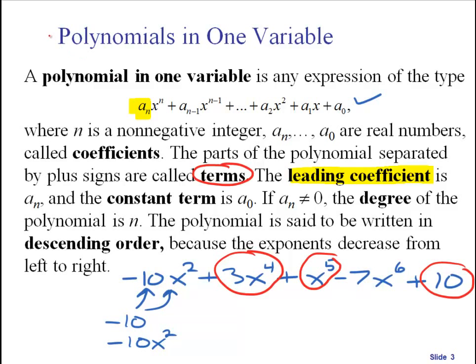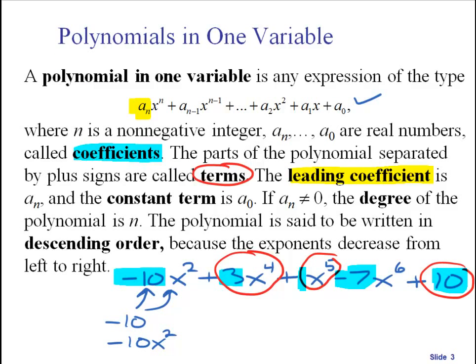Okay, the coefficients are just all the numbers. So there's a coefficient, there's a coefficient. Well, there's an invisible coefficient of 1 right there. This is a coefficient. Don't forget that's negative 7. And then here's a coefficient of 10.